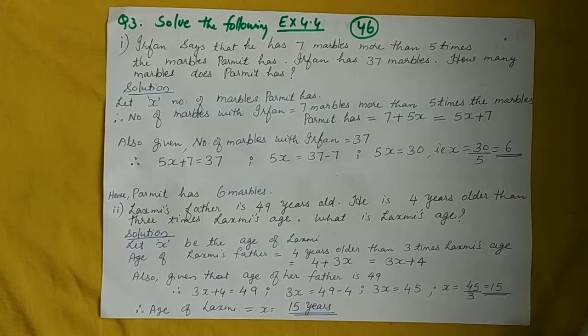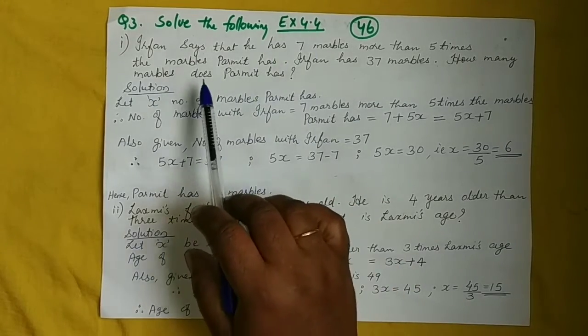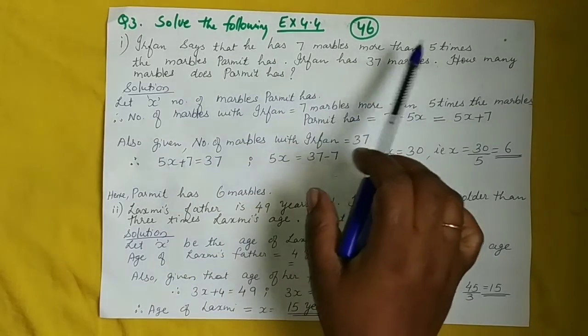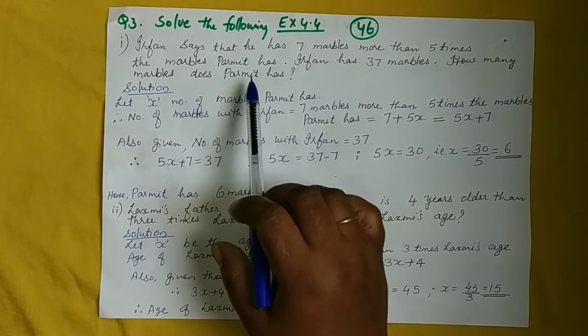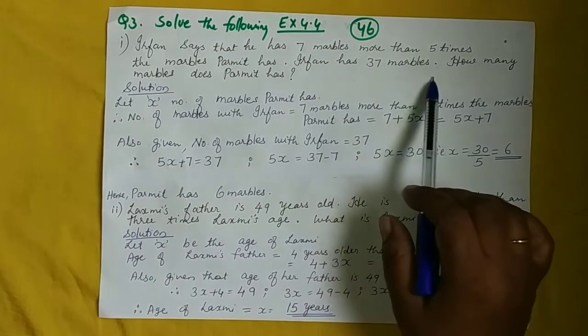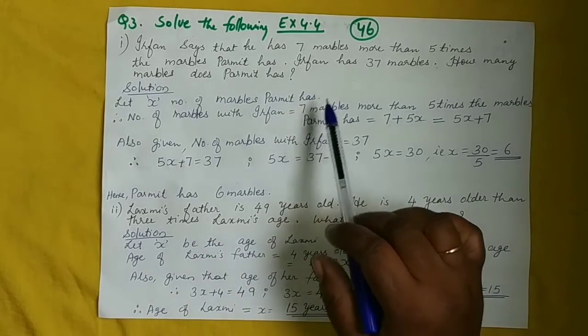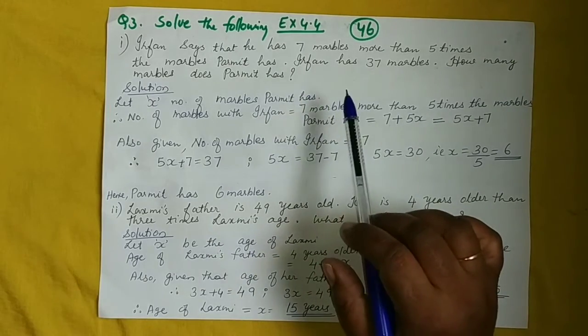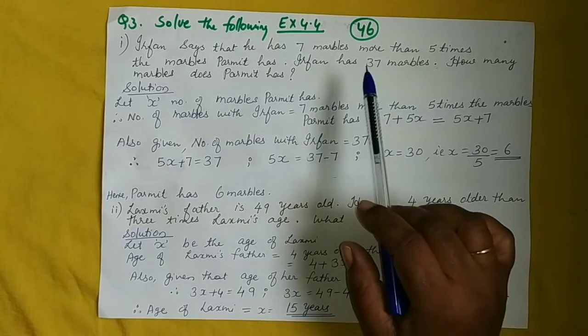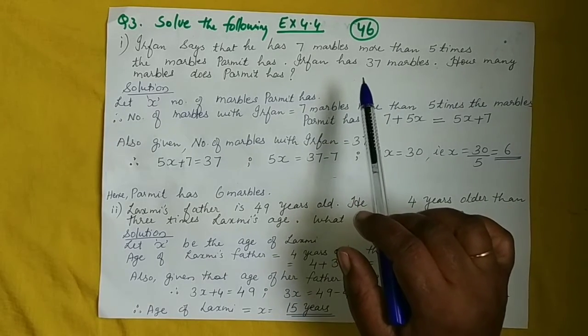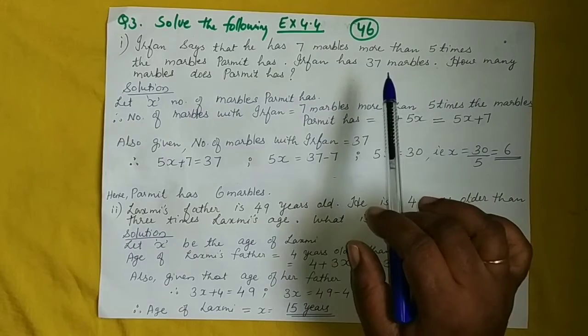Now question number 3. Solve the following. Irfan says that he has 7 marbles more than 5 times the marbles Parmit has. Irfan has 37 marbles. How many marbles does Parmit have? We have to form the equation, then we have to solve also. This same type of question we have done previously. In that case, we formed the equation. Now we are going to solve.